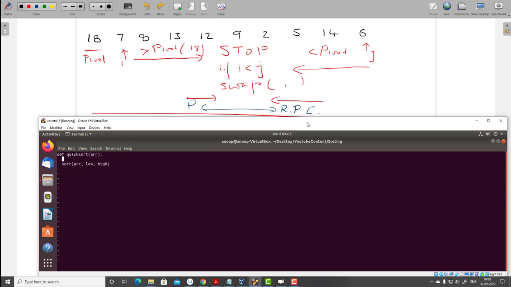And how do we get these initial values though? So initially the entire array is unsorted, and our low and high are going to be the first element and the last element, obviously. So low is equal to 0 and high is equal to len of array minus 1, right?